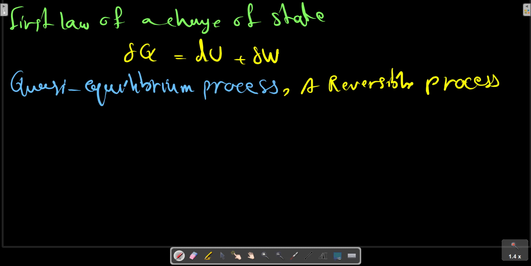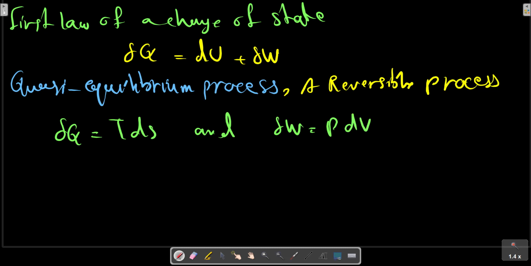For a reversible process of a simple compressible substance, we can write delta Q = T dS, and also delta W = P dV. Substituting into the previous equation, we obtain, delta Q being an inexact differential because it's a path function, TdS = dU + PdV. This is the first equation we set out to derive.